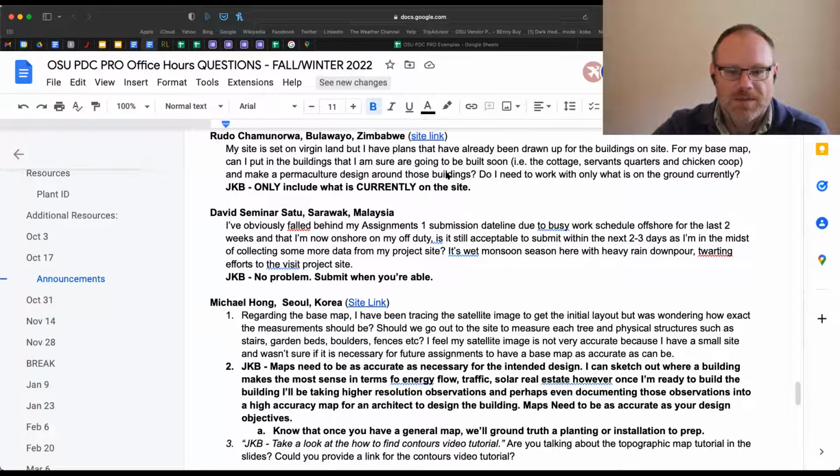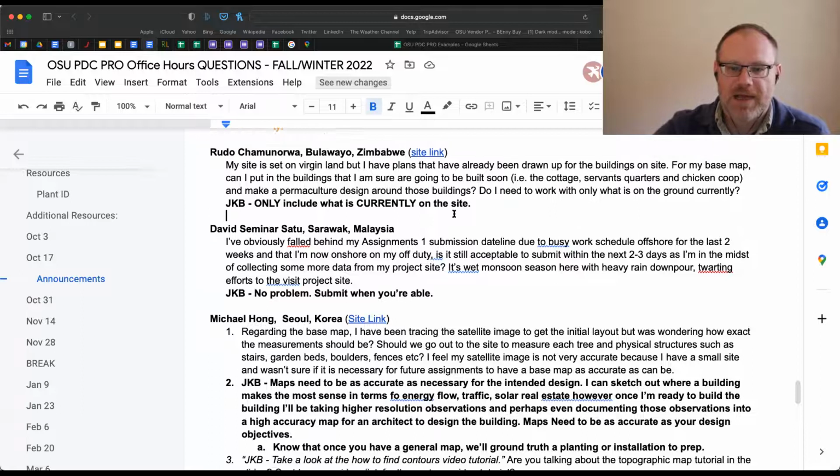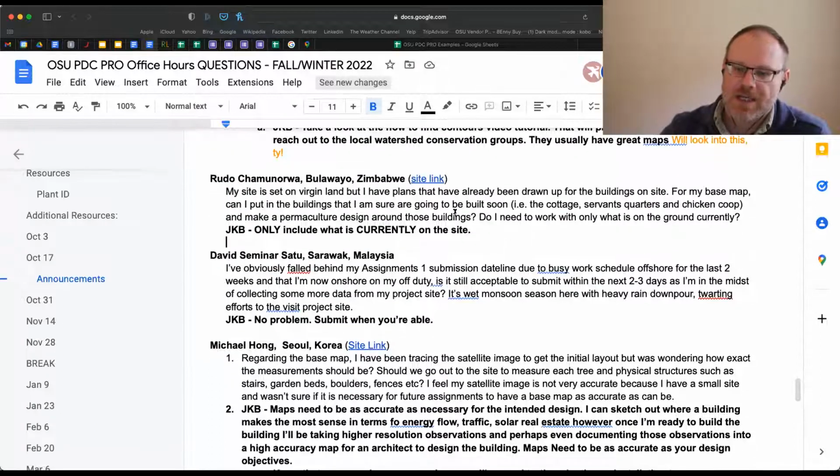Rudo, awesome. So Rudo's not here, but I will answer this question. Rudo asks: my site is on virgin land, but I have plans that have already been drawn up for the building sites. For my base map, can I put in buildings that I'm sure are going to be built, i.e. cottage, servants' quarters, chicken coop, and make only a permaculture design around those buildings, or do I need to only work with what's on the ground currently? So if it were me, I would only include what is currently on site.